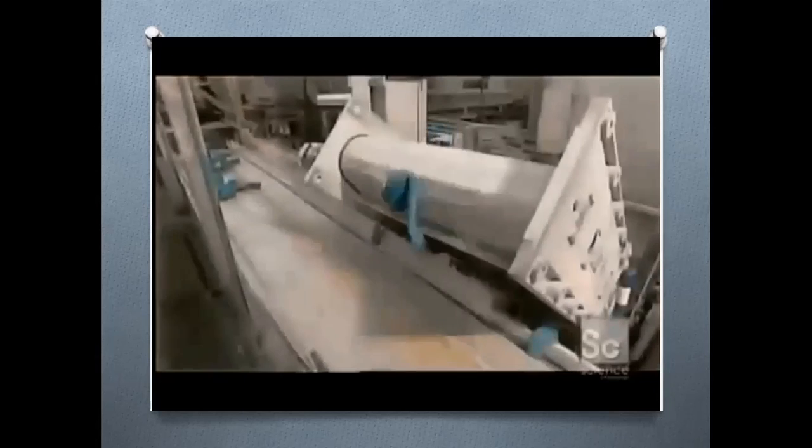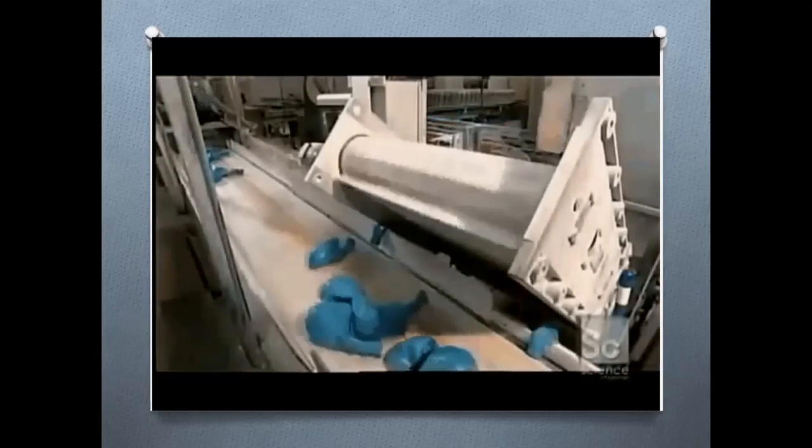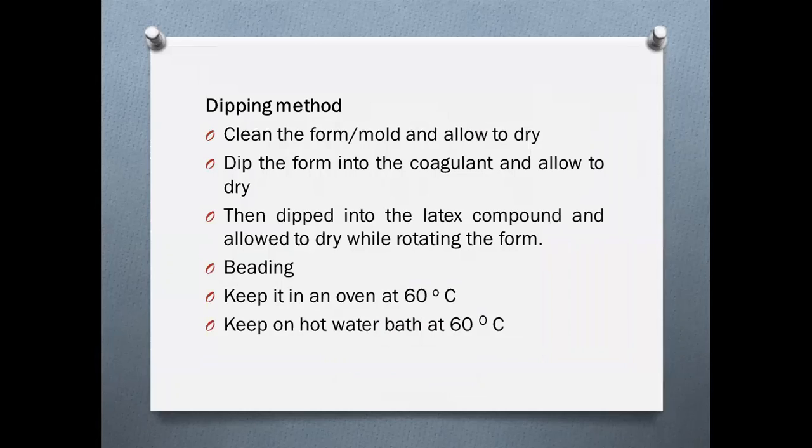So this is how the balloon is produced at industrial level, but the method we described is used to produce balloons at laboratory level. In industrial level, they wash the molds first and then allow vulcanization in a steam bath. Here, we keep the mold in an oven at 60 degrees Celsius first for vulcanization, and then we remove the impurities by keeping it in a water bath at 60 degrees Celsius.